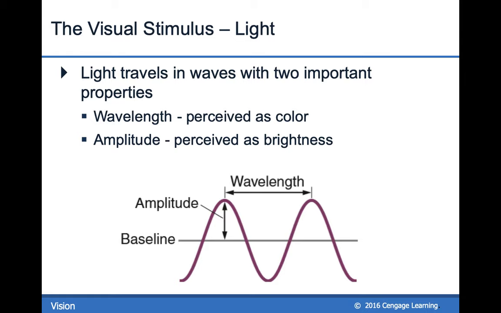All right, so like we've talked about in the last section, the visual stimulus that we actually see is light. And light travels in waves with two important properties we have to understand. So, first is wavelength. We perceive that as color. So, higher or lower wavelengths might be seen as red, green, blue, or purple. And then amplitude is perceived as brightness. So we have our baseline, and then how high that wave goes is how bright it is. So it could be really bright or really dim.